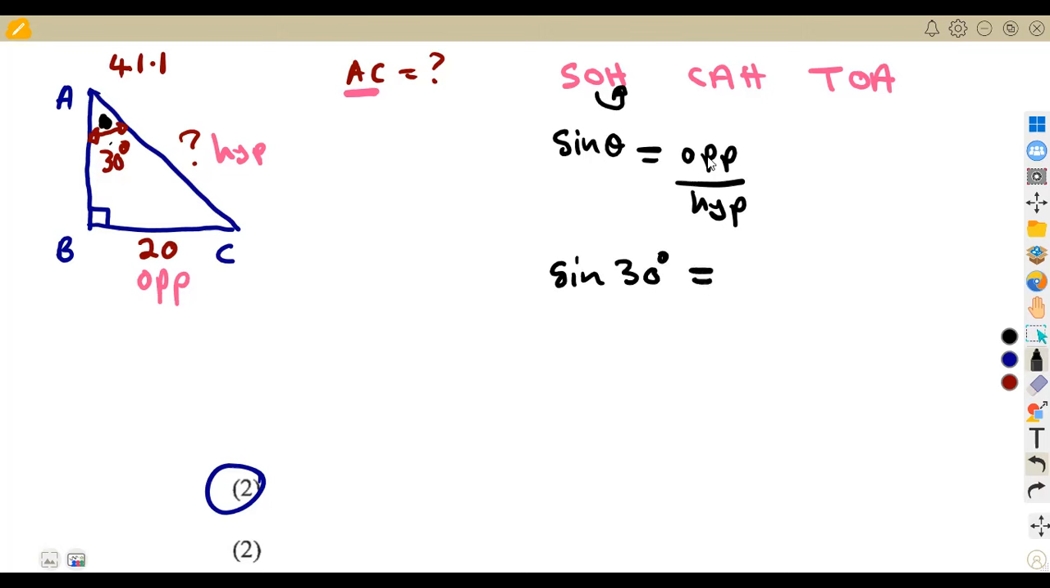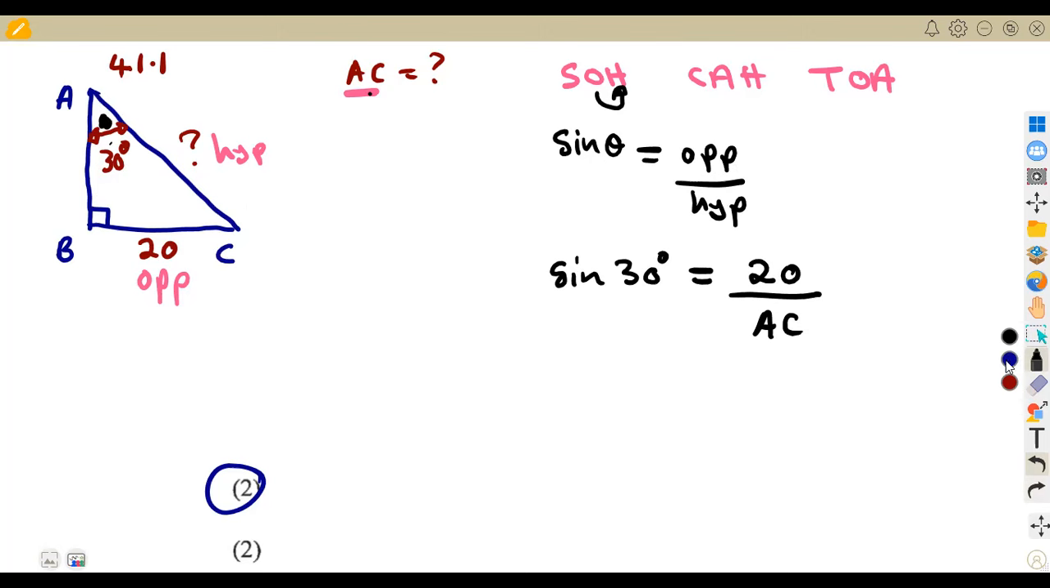is equal to the opposite. What is our opposite? Our opposite is the side that we are given of 20. So that is going to be 20 over the hypotenuse. In this case, our hypotenuse is the one that we are supposed to calculate, which is AC. So it is going to be over AC. So you have formed an equation that you are going to use to calculate the value of AC.